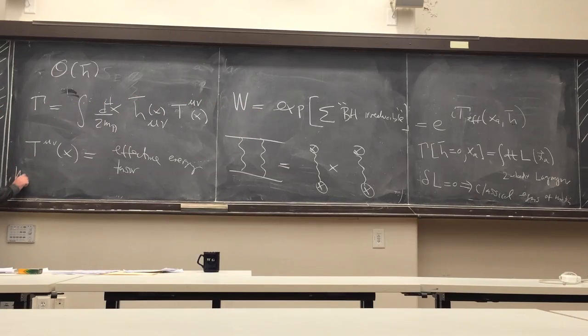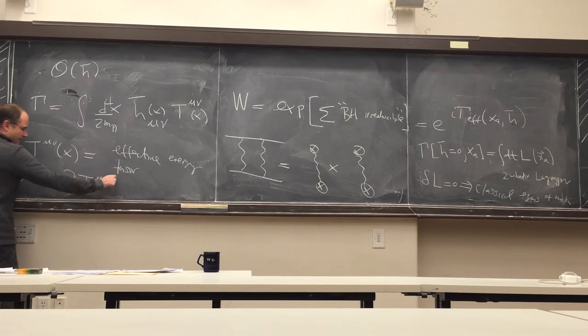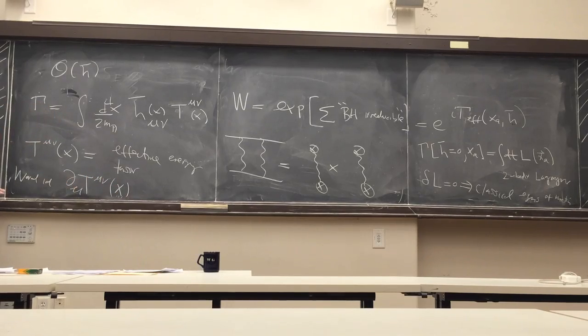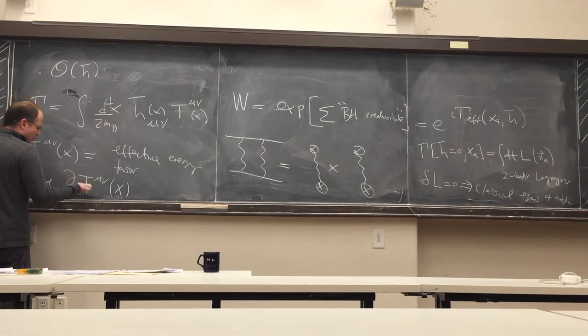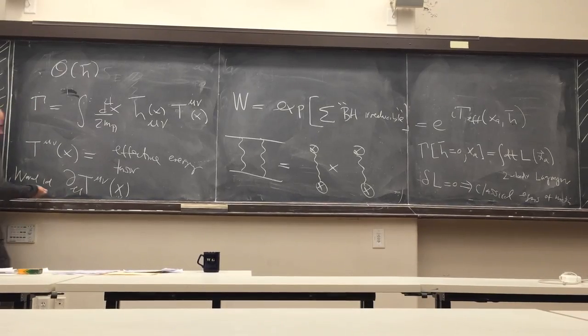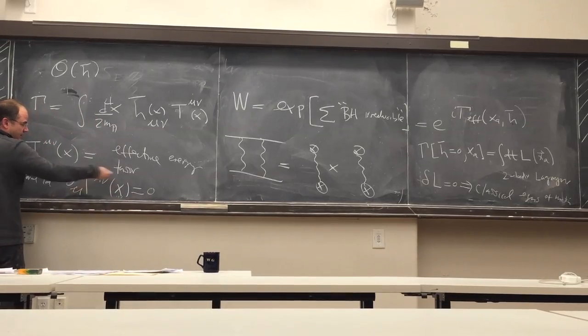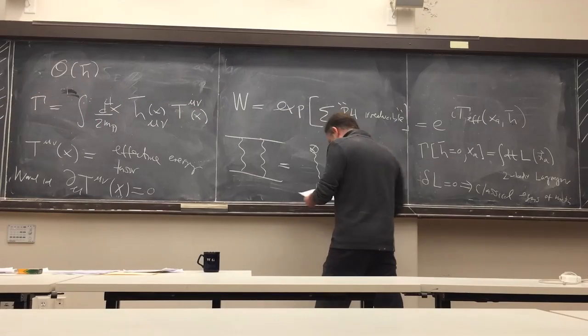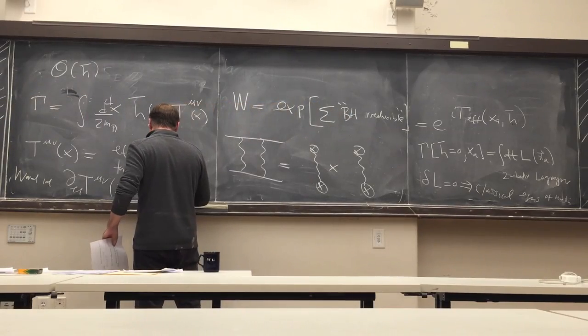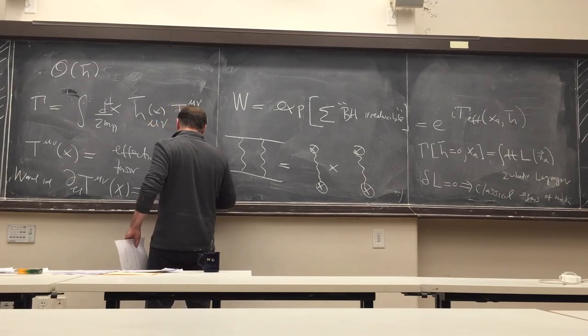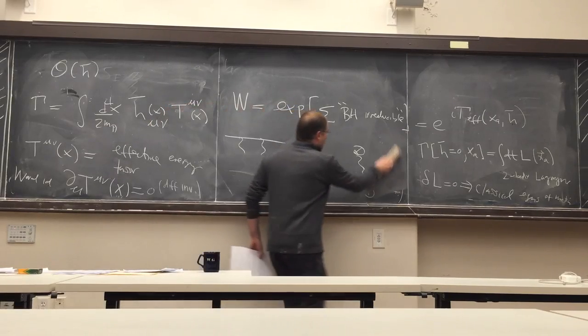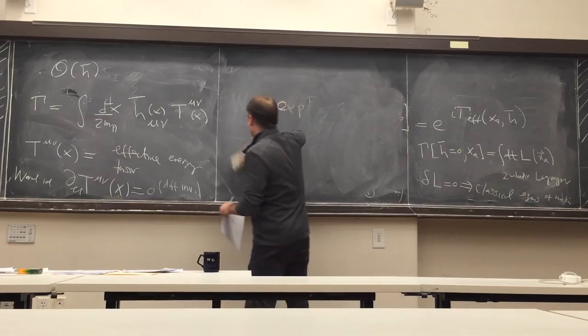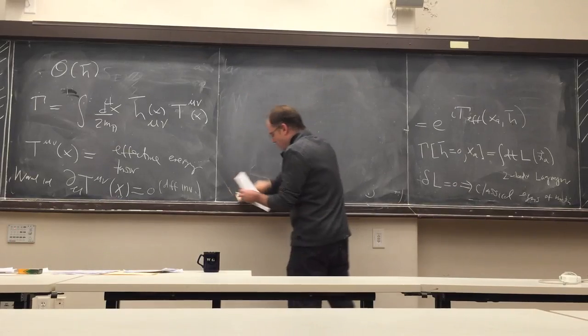It obeys a Ward identity, the Ward identity being that it is conserved in the usual way. It's not covariantly conserved. It's not the energy momentum tensor that appears in the Einstein equations. It's rather what's called a pseudo tensor, which encodes both gravitational and matter energy, and it's conserved in the usual way. It's the Ward identity associated with diffeomorphism invariance.